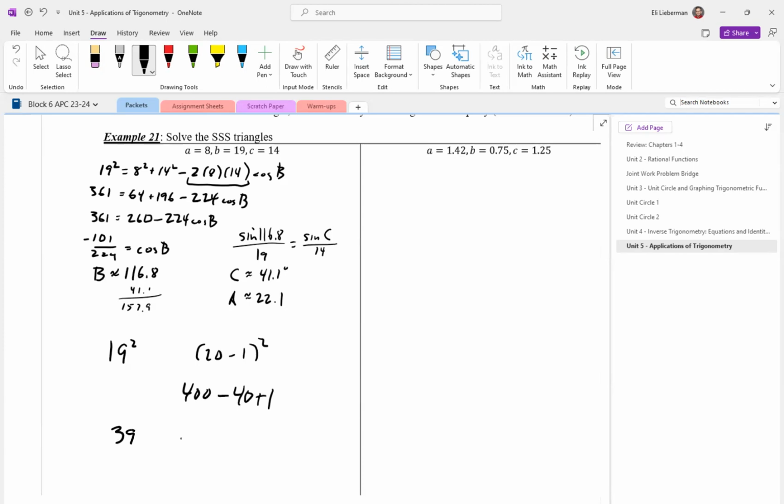So that 39 squared, that's right. 39 squared is 1521. Let's see, that's 40 minus 1 squared, so 1600 minus 80 plus 1. Yeah, you got it. 45. What about 20? Nice.